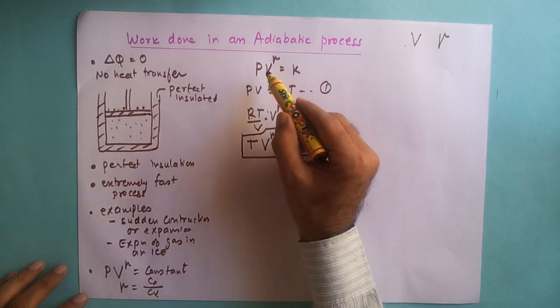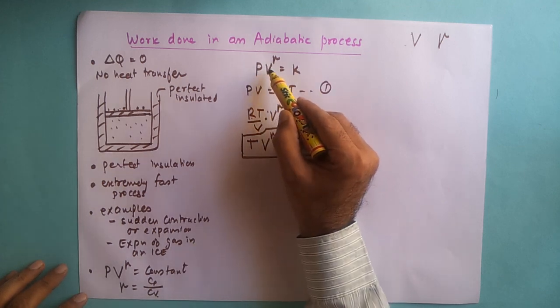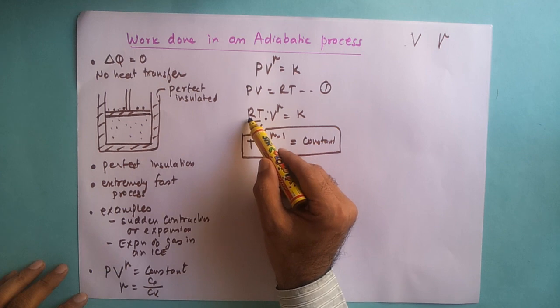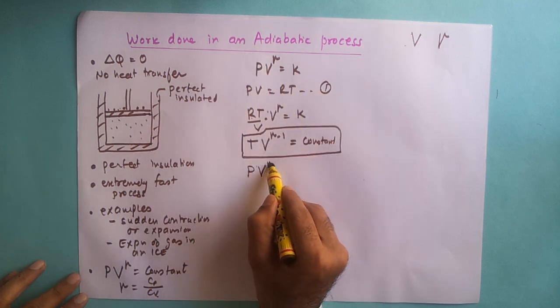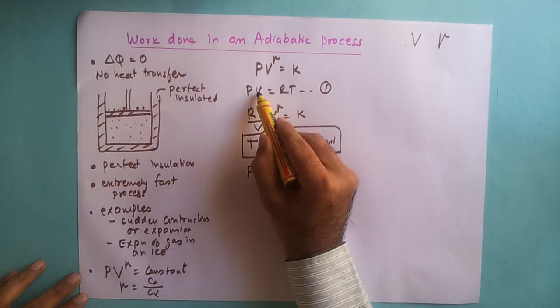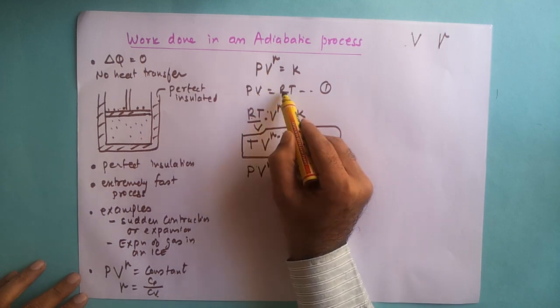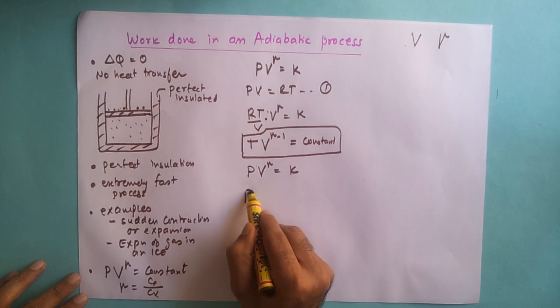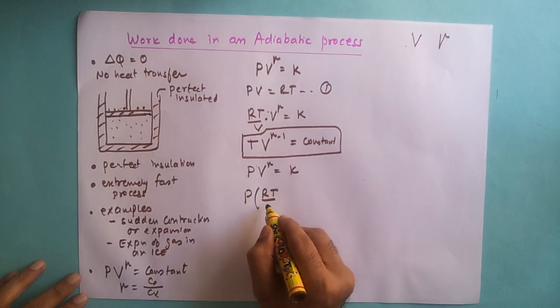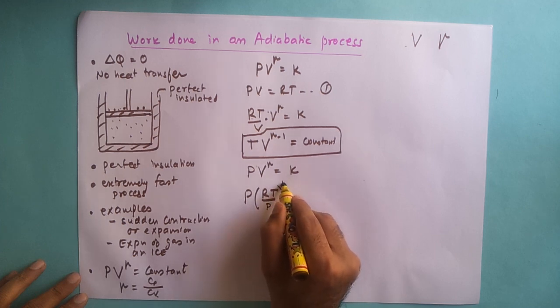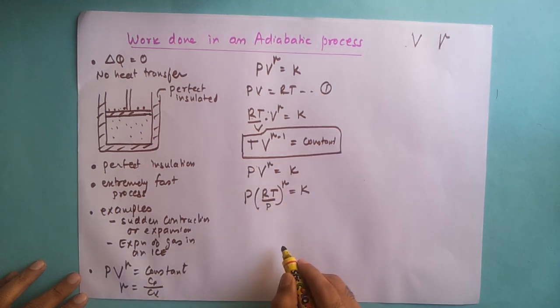I can do a similar thing by putting the value of V from this equation. Here we put the value of P. Now I'll put the value of V. So PV raised to gamma is equal to some constant K. V is RT upon P. So I can write down P into RT upon P, whole raised to gamma, is equal to some constant K.